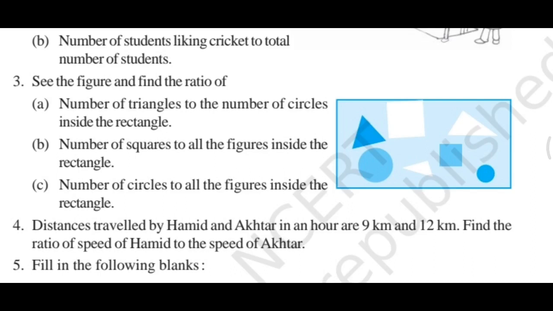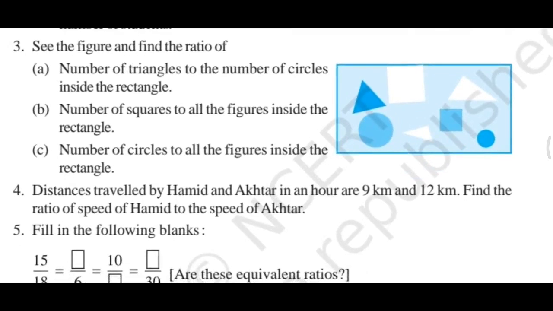In B part, ratio of number of squares to all the figures, all total figures you can count 7 figures and square 2. And C part, you can see number of circles to all the figures inside the rectangle. So number of circles and then all the figures, you know that it is 7.